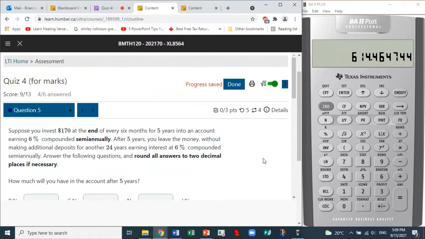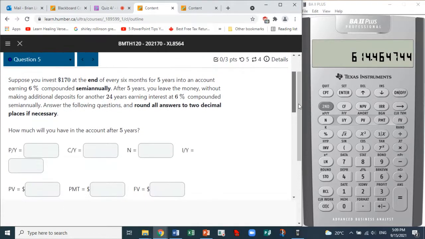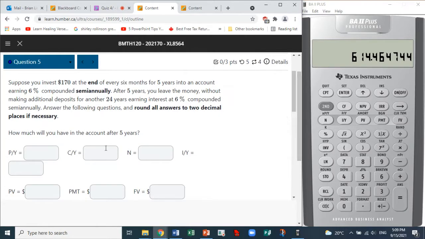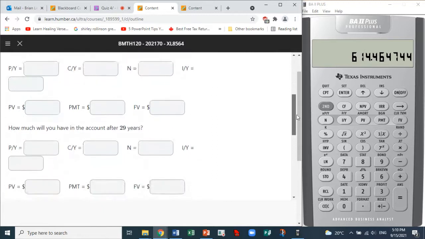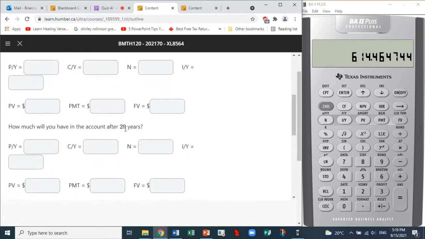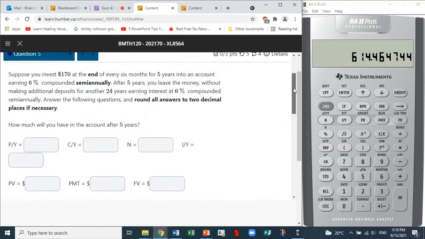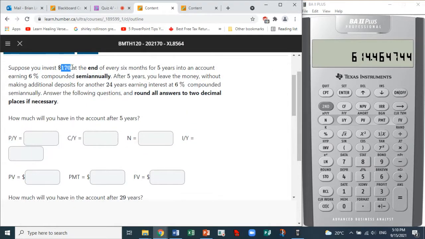Next question, number 5. Okay, this one is, I think, a multi-part. How much will you have in the account after 5 years? That's the first part. And the second part, how much will you have in the account after 29 years? All right, now we are quite used to doing these questions. You invest $170 at the end of every 6 months. So $170 is the payment, 170. End of every 6 months, what does that mean? It means that PY is equal to 2.